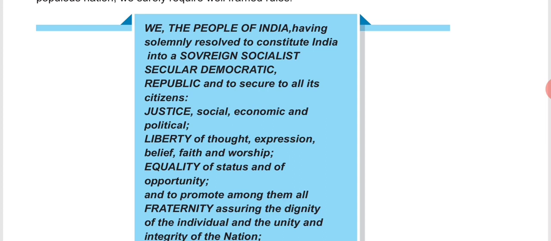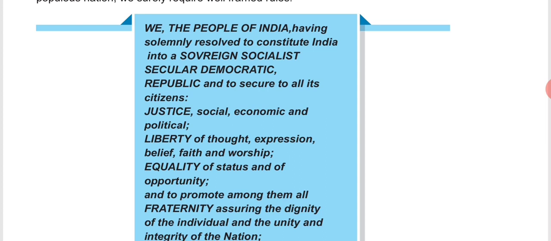The preamble of our constitution gives us an idea about the objectives of our constitution, when our constitution was implemented, or the date of adoption of the constitution, and the nature of our Indian states. All these things are mentioned in the preamble of our constitution. Now we will discuss our preamble line by line.